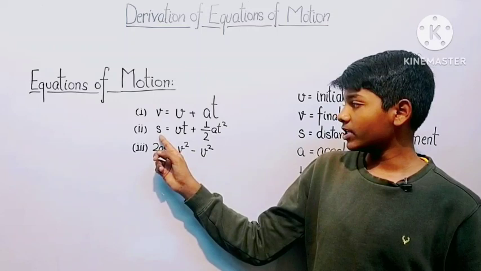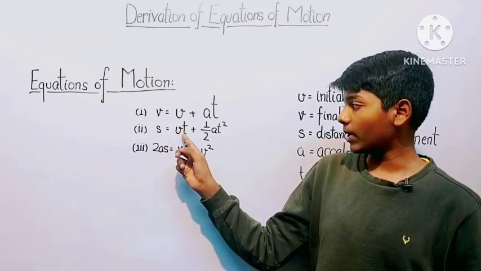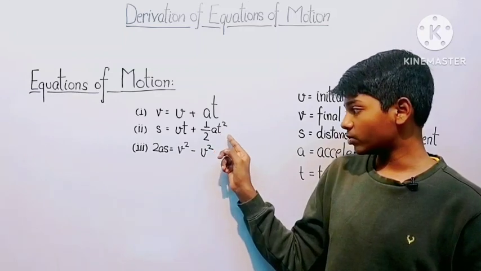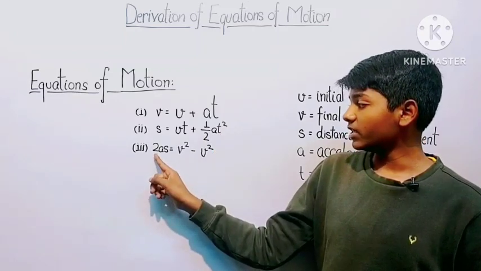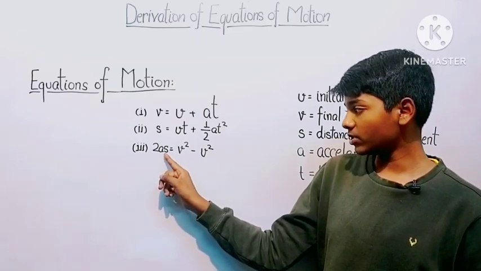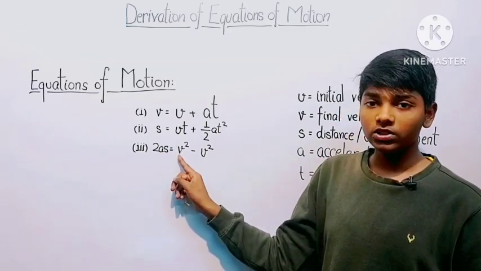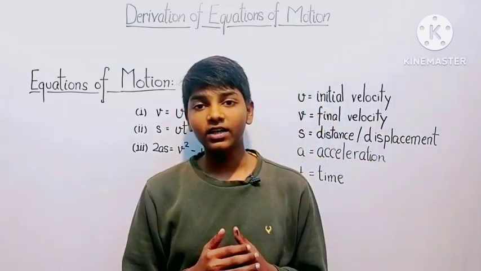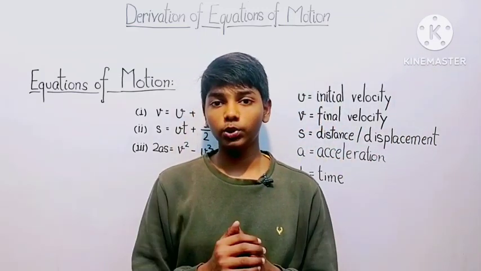The distance or displacement is equal to initial velocity multiplied by time plus half of acceleration into time square, and the last is 2 multiplied by acceleration multiplied by distance or displacement is equal to the final velocity square minus the initial velocity square. Now we will look at the derivation of these three equations of motion.